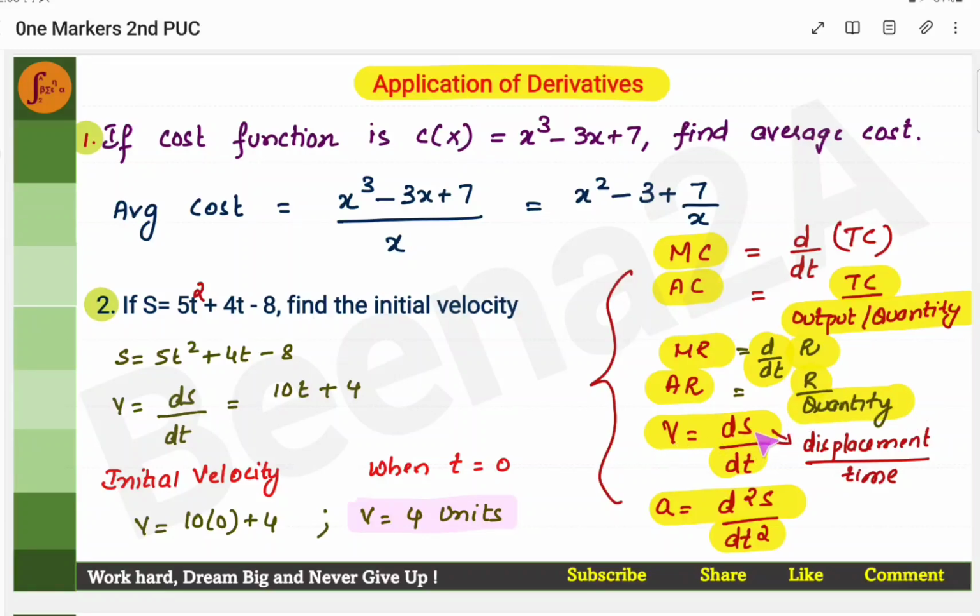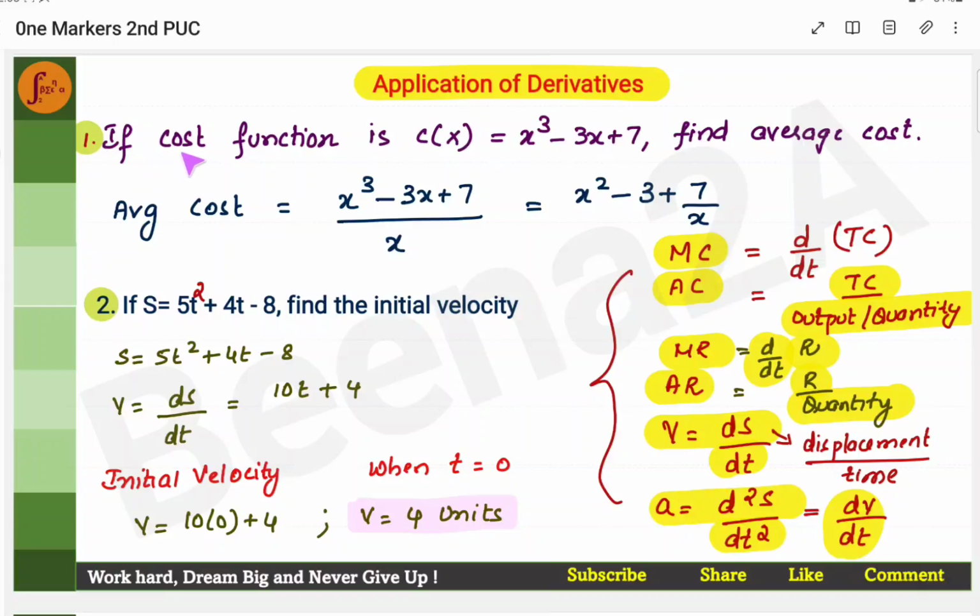Velocity is displacement by time. If you differentiate displacement with respect to time, you get velocity. Acceleration is when you double differentiate displacement with respect to time, you get acceleration. Or you can also say acceleration is dv by dt. That is, differentiate velocity with respect to time.